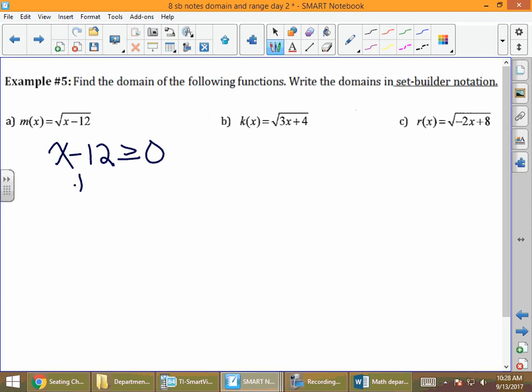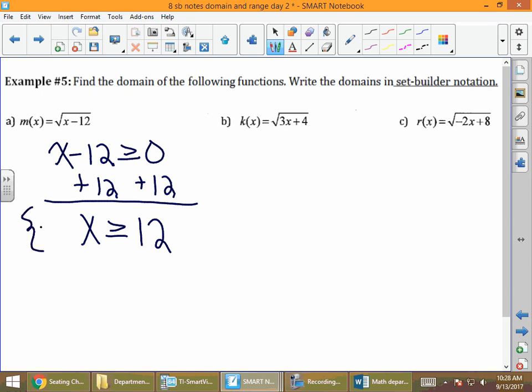Then we solve. We add 12 to both sides, and we end up with x is greater than or equal to 12. And we can finish by putting that answer in set builder notation. We don't need to write it down again. Just fill it in. Squiggly bracket, x bar, for all values of x such that x is greater than or equal to 12.